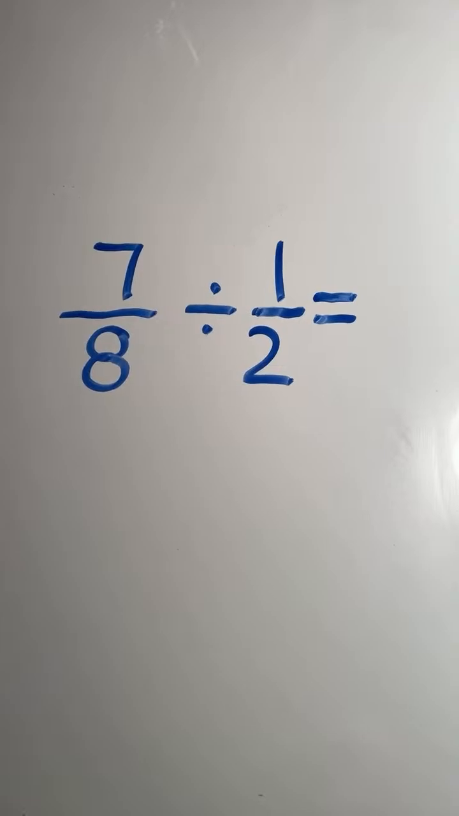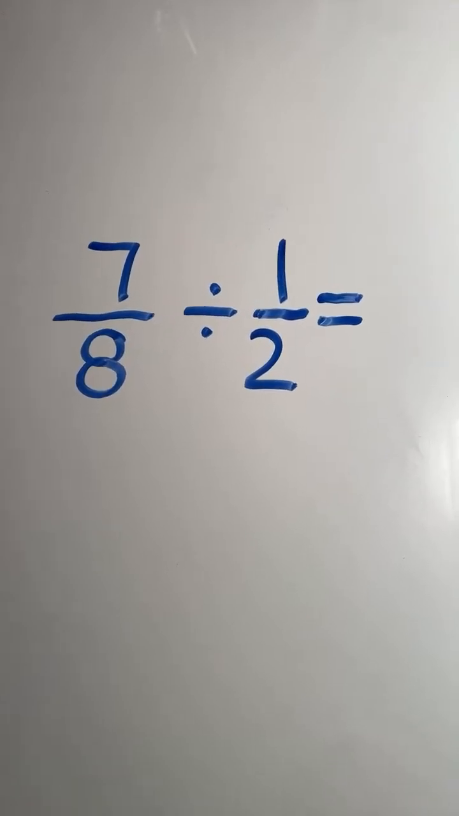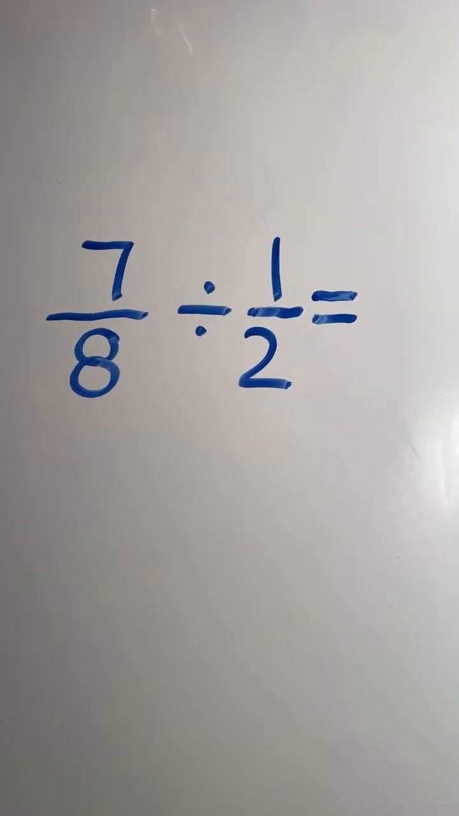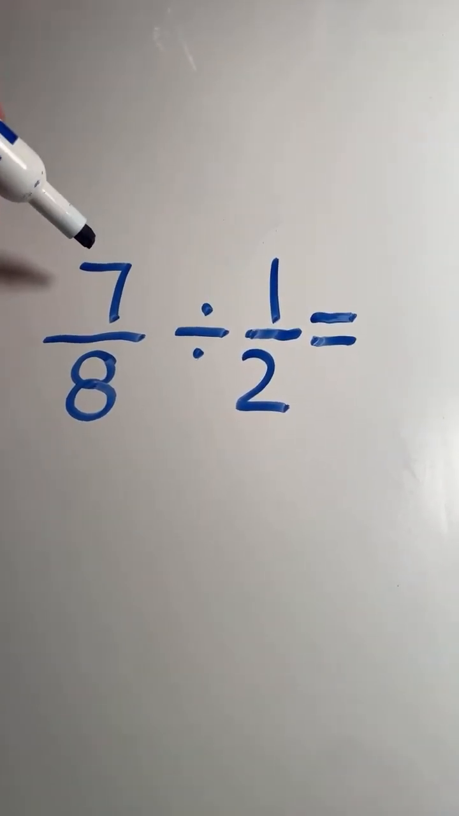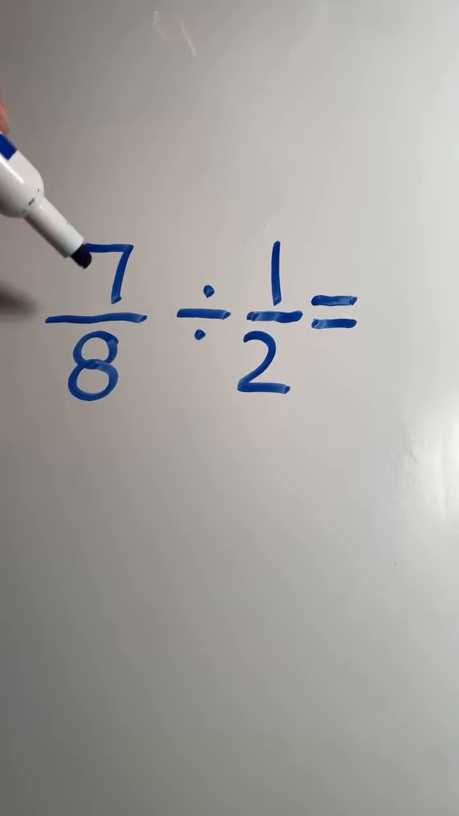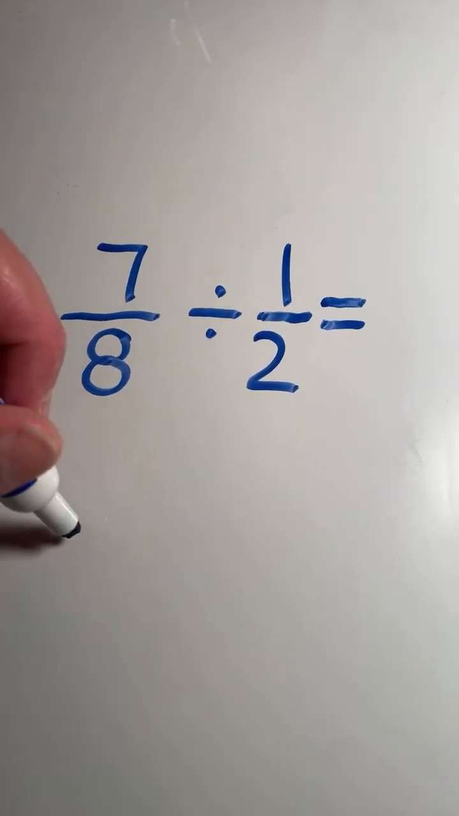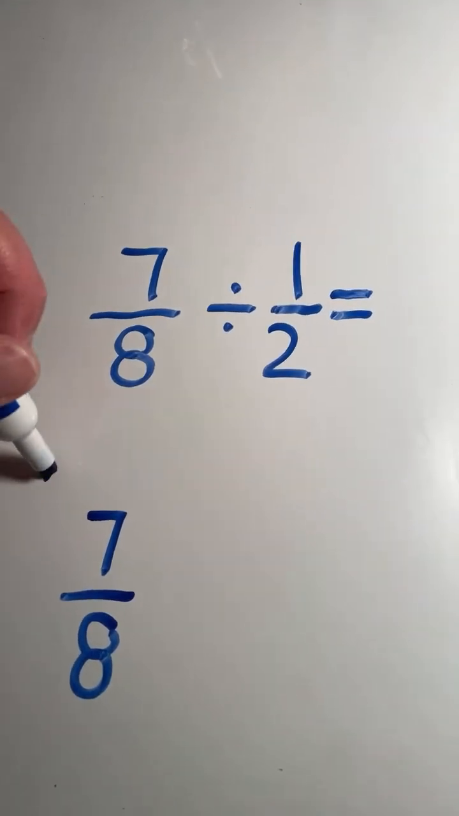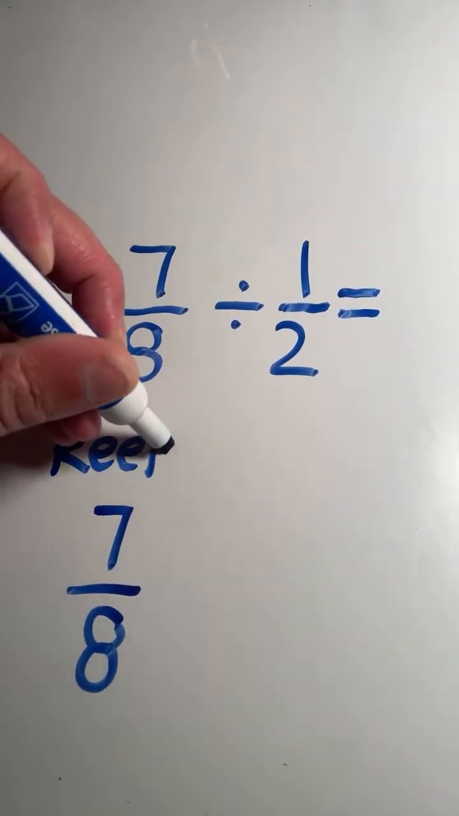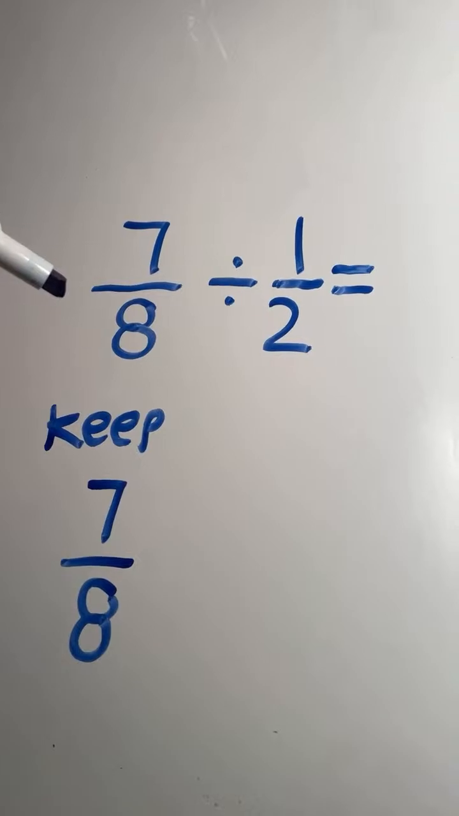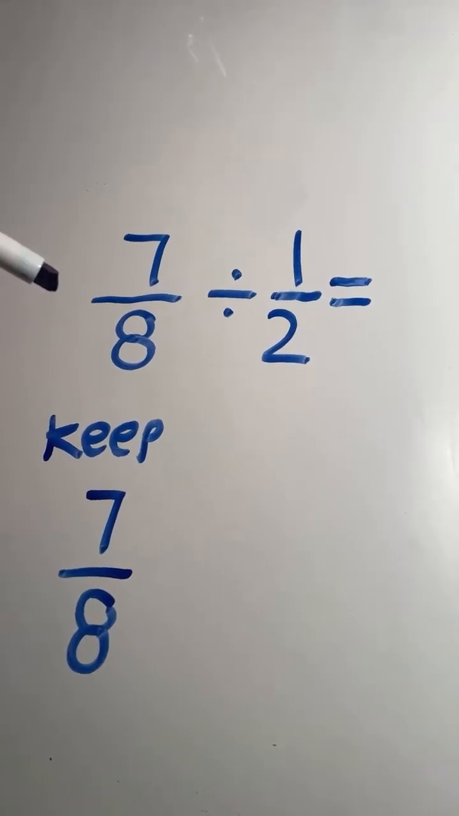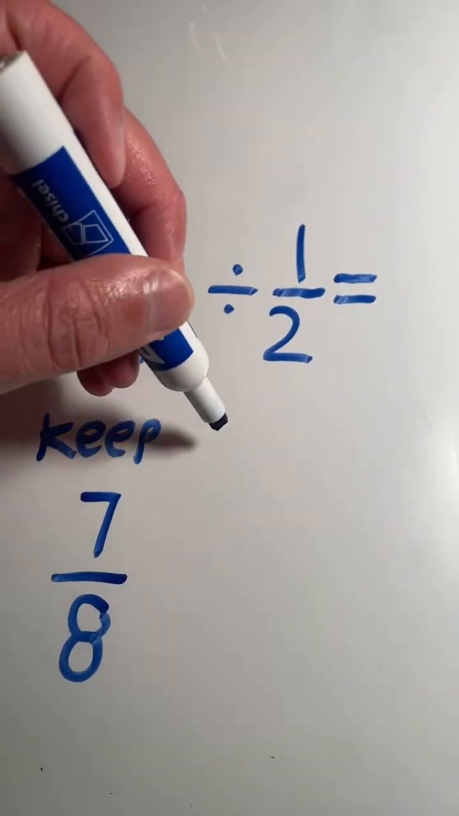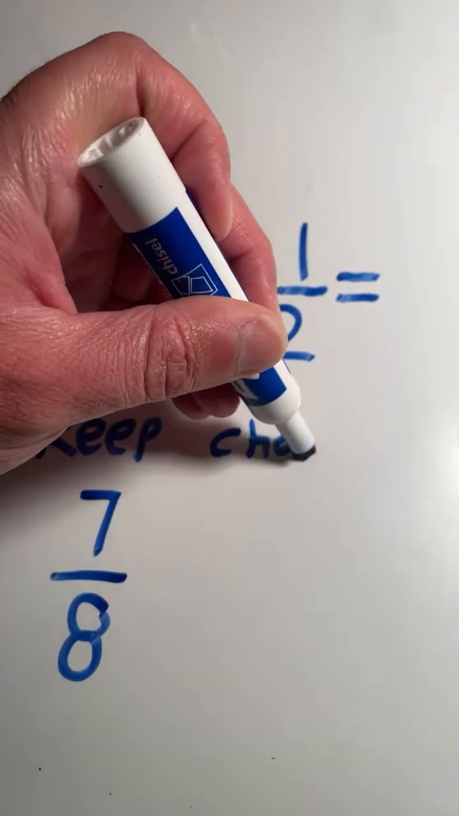So really the first step is to turn the division problem into a multiplication problem. We're really not dividing at all. So step one, we keep the first fraction in the problem the same. So 7/8 we keep. Actually going to write keep above here, keep. Step two, we change the division sign to a multiplication sign, so change.